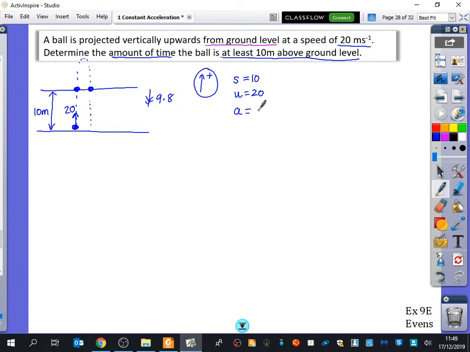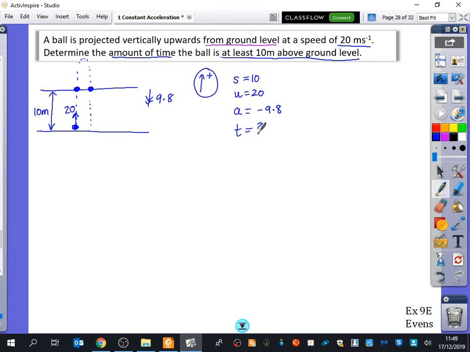What's the acceleration? Minus 9.8, okay? Minus 9.8 here. So if I want to find out something to do with the amount of time that the ball is above that bit, I'm going to calculate how long it takes to get here, and I'm going to find something else about the time as well, and we'll just try and figure out what's happening.